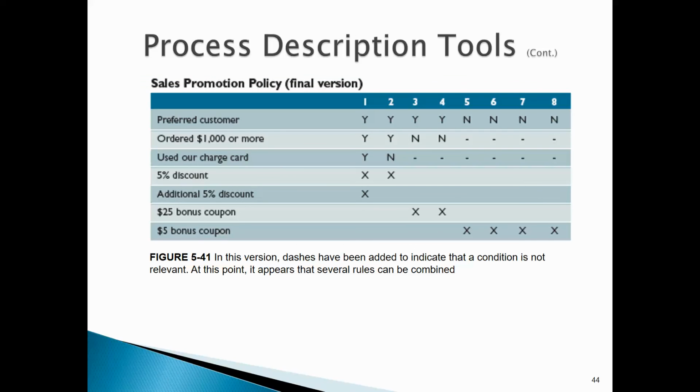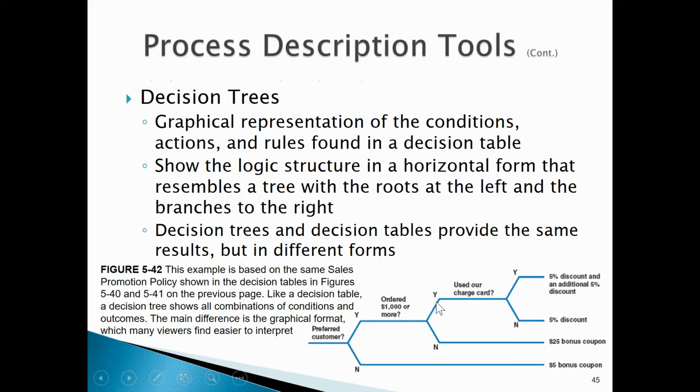So more on process description tools. Sales promotion policy, the final version of this. Preferred customer, order over 1,000. All these things need to be met. And if you notice, if they're not a preferred customer, we just shortcut that right to the $5 bonus. If they are a preferred customer, was their order over 1,000? Yes. Okay, did they use our card? Yes, they get the 2 discounts. If they didn't use our card, they just get the 1 discount. Order over 1,000? No, they just get a $25 bonus coupon. So you get the idea here.